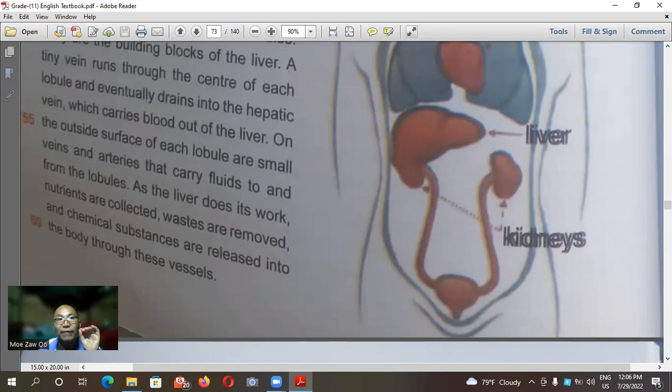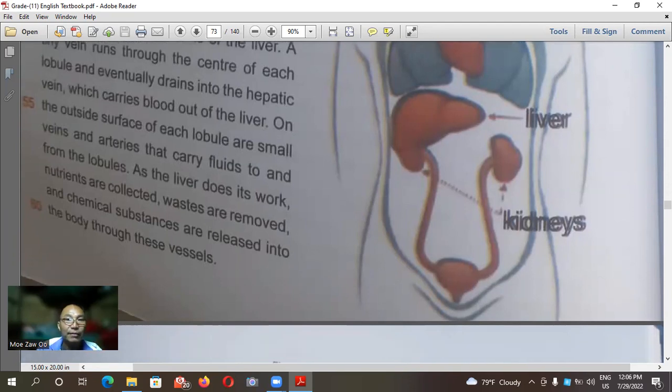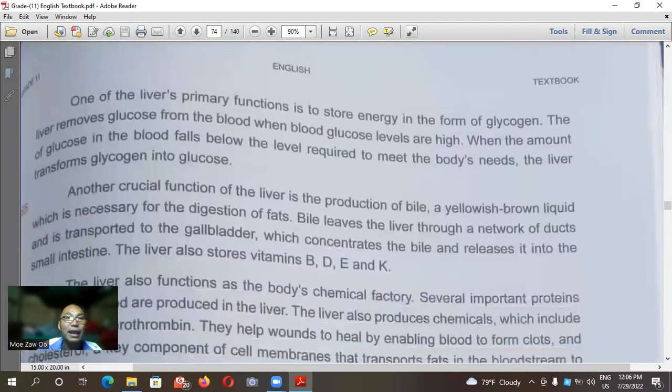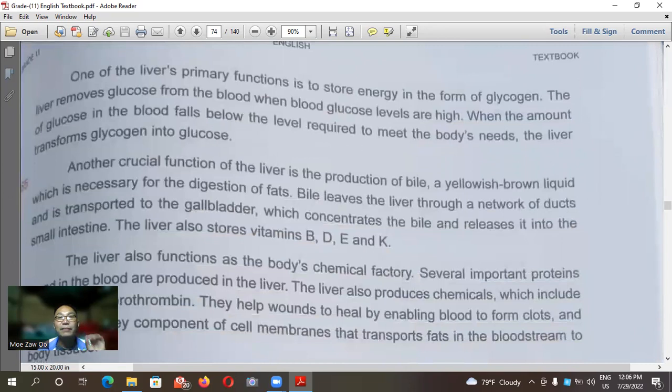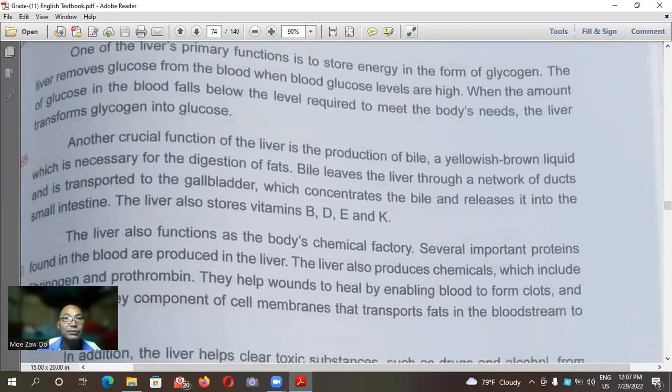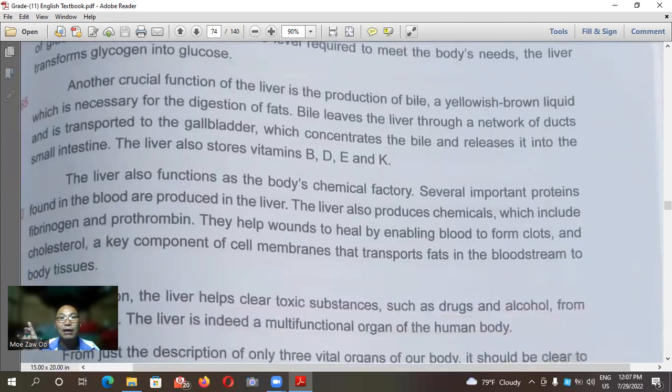As the liver does its work, nutrients are collected, waste is removed, and chemical substances are released into the body through these vessels. Next, one of the liver's primary functions is to store energy in the form of glycogen. The liver removes glucose from the blood when blood glucose levels are high. When the amount of glucose in the blood falls below the level required to meet the body's needs, the liver transforms glycogen into glucose.